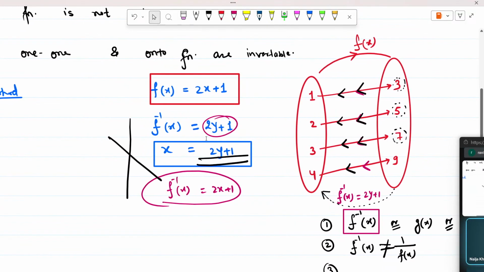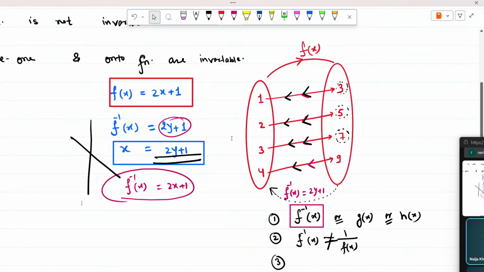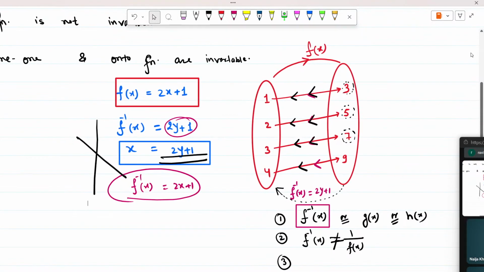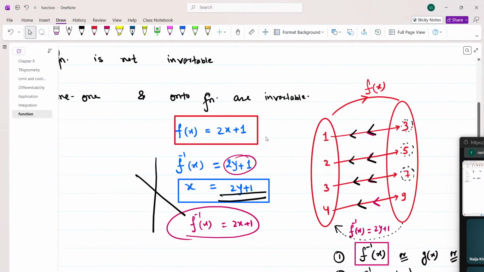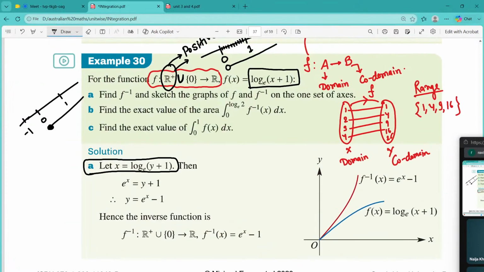Then why do sometimes teachers say directly that okay, just change x and y? See here also what they have done. I think they have just changed x and y. Can you see this? In this first bit, they have changed.